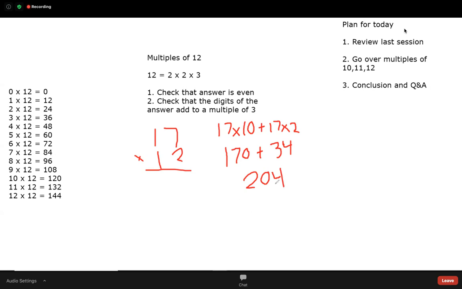So we'll check it. First of all, we want to make sure it's even, which it is, as it ends in a 4. So it will be even. Now we need to see if the numbers add up to a multiple of 3.